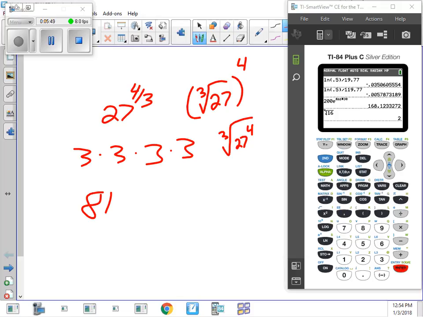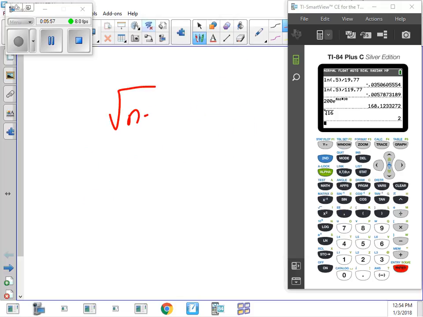Can we take roots of negative numbers? So can I take the square root of a negative number? Yes, but there are some rules. What happens if you square root a negative? You get an i. For instance, the square root of negative 4 is equal to 2i.